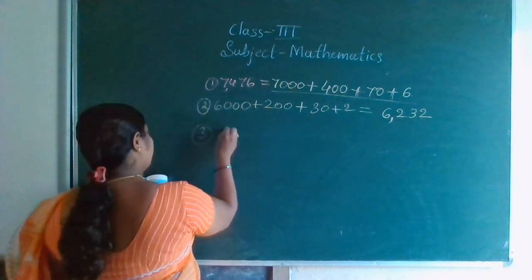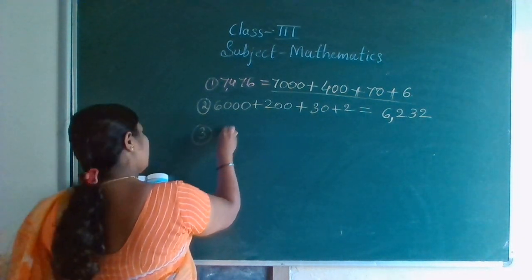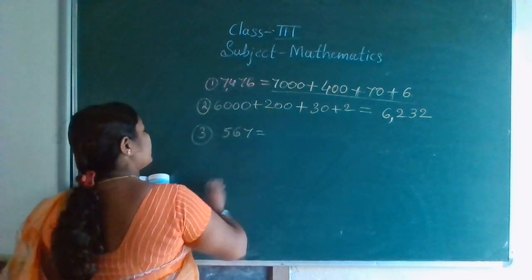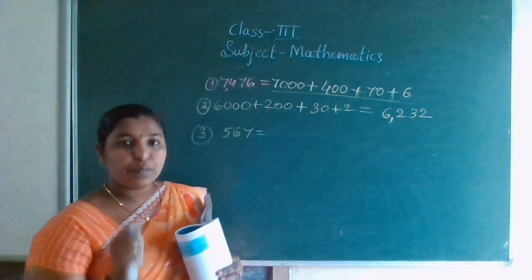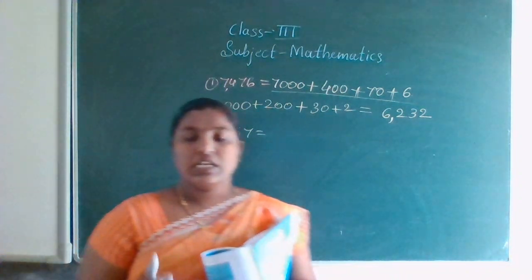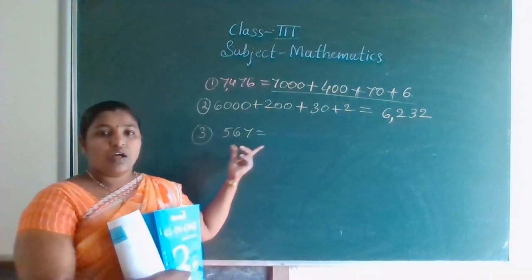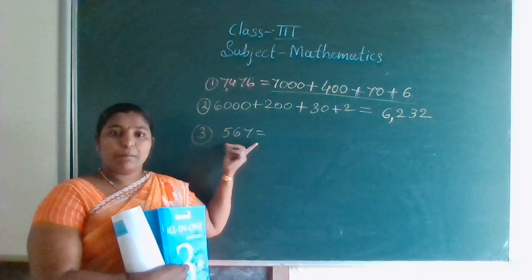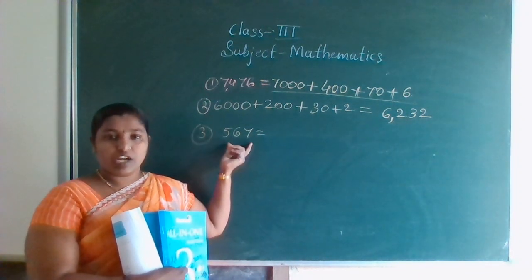Write the predecessor. Third one, 567. What is a predecessor? Predecessor is the number just before the given number.